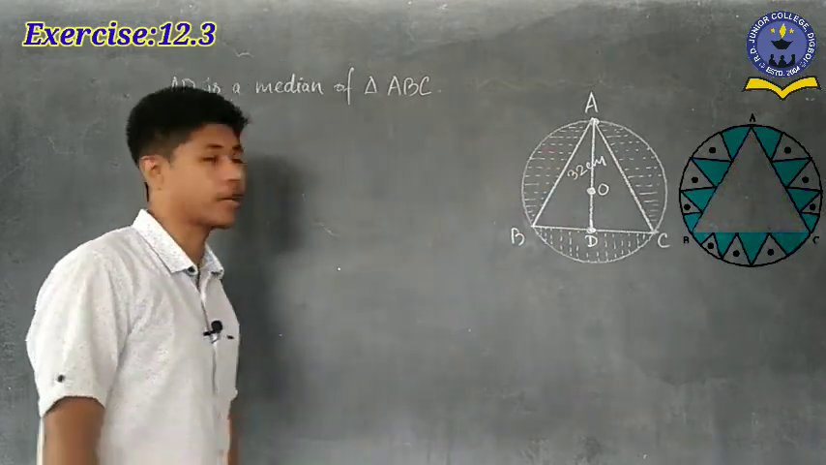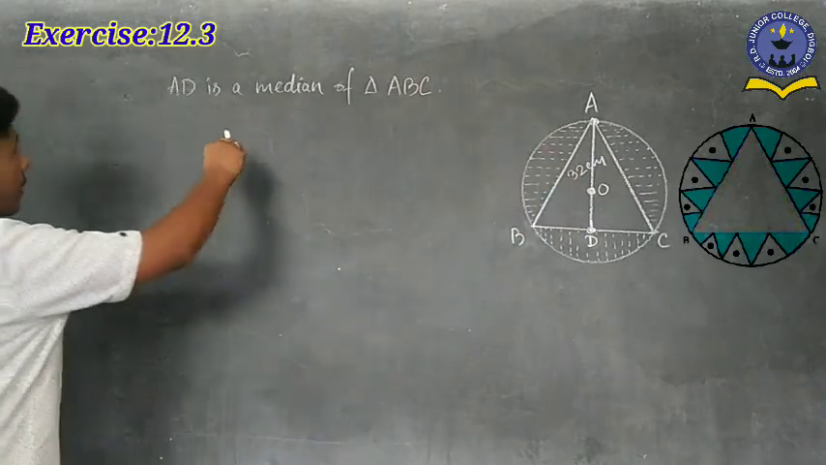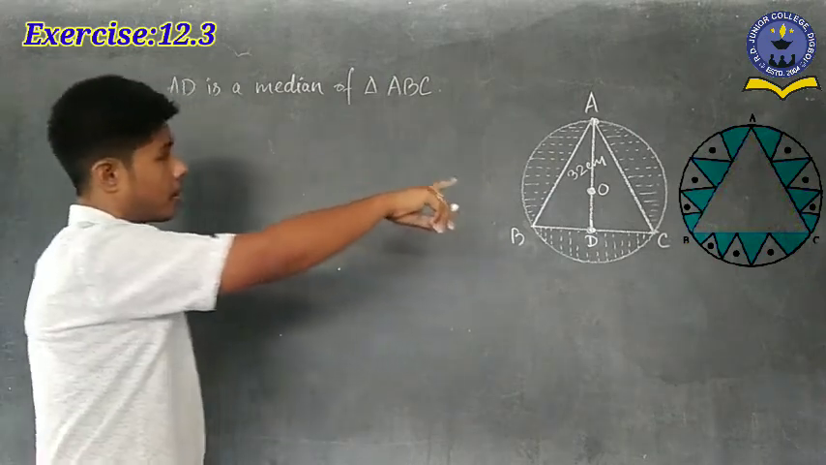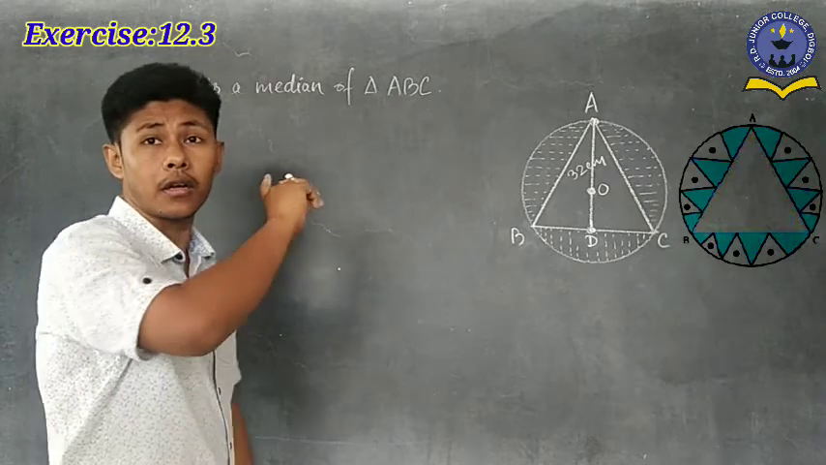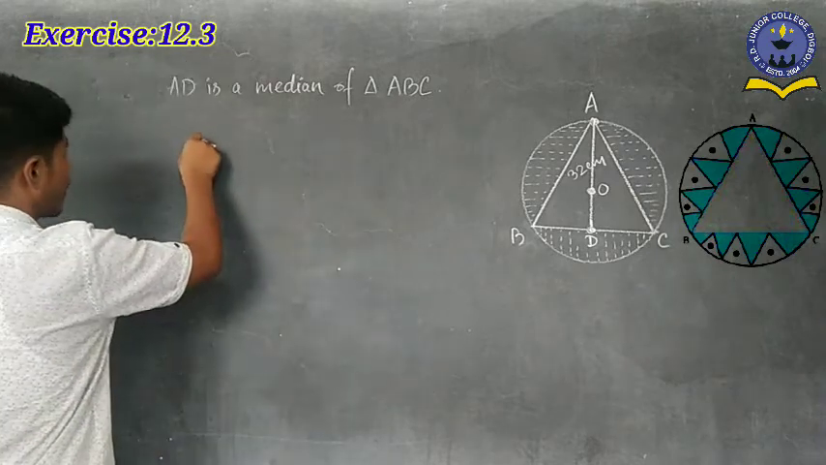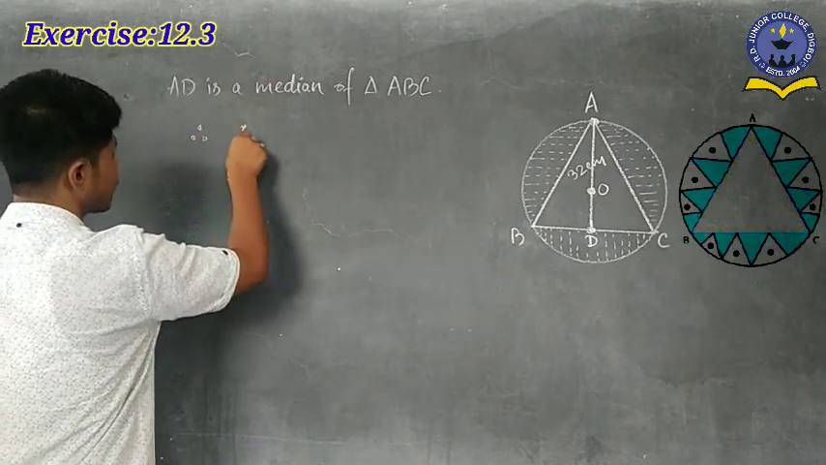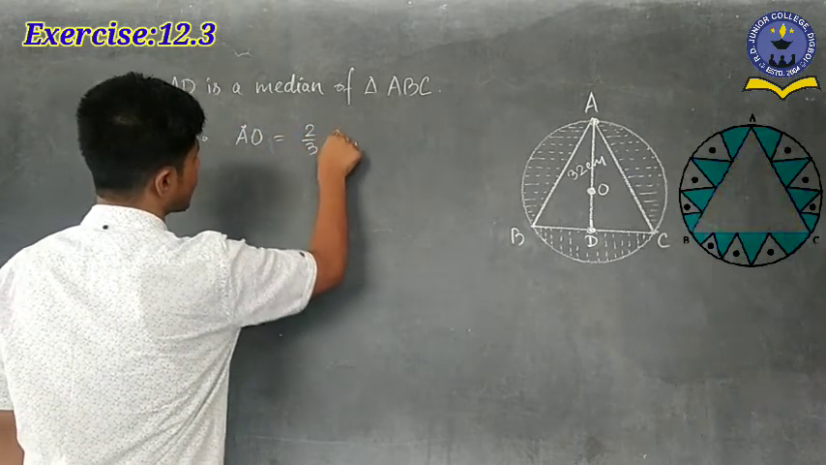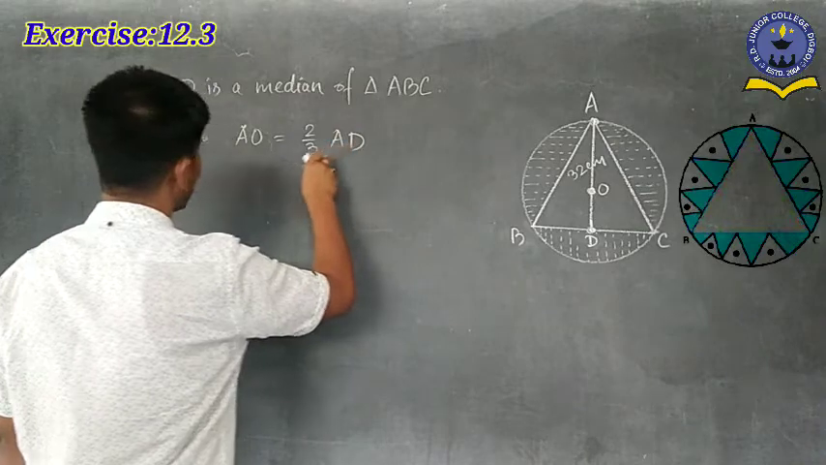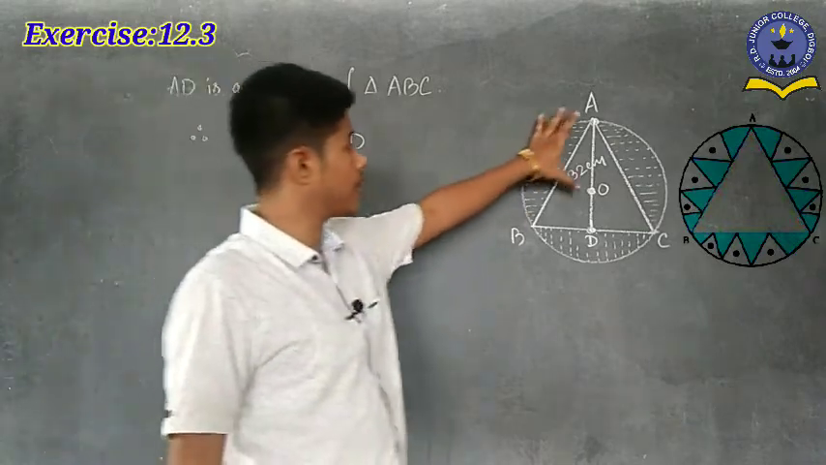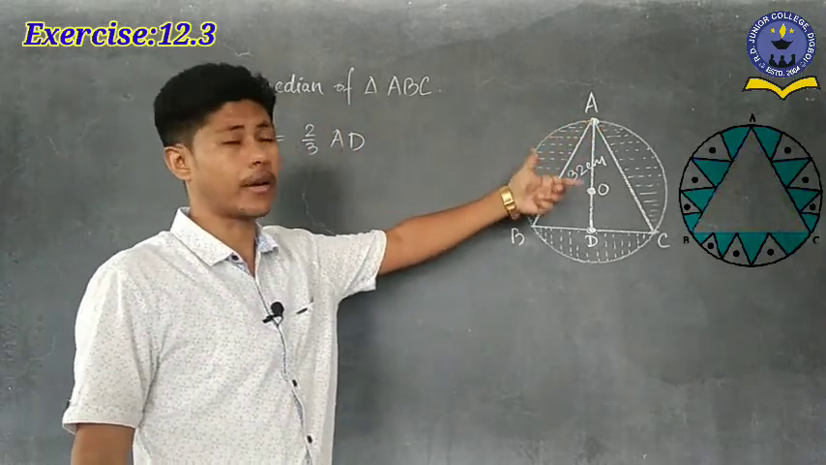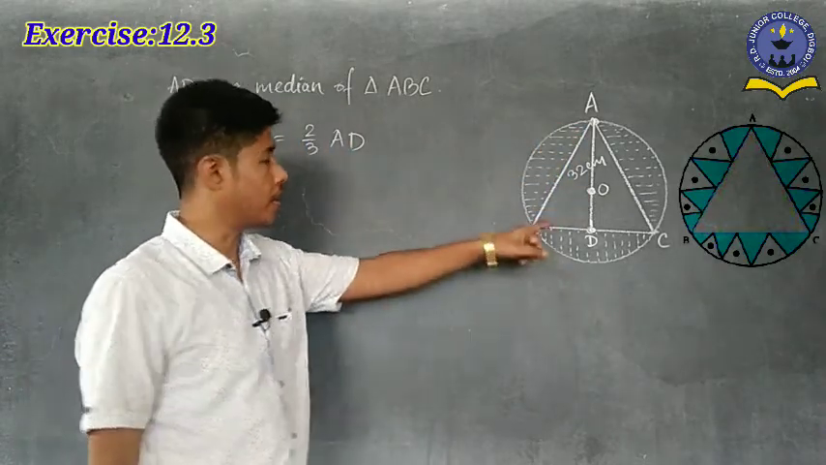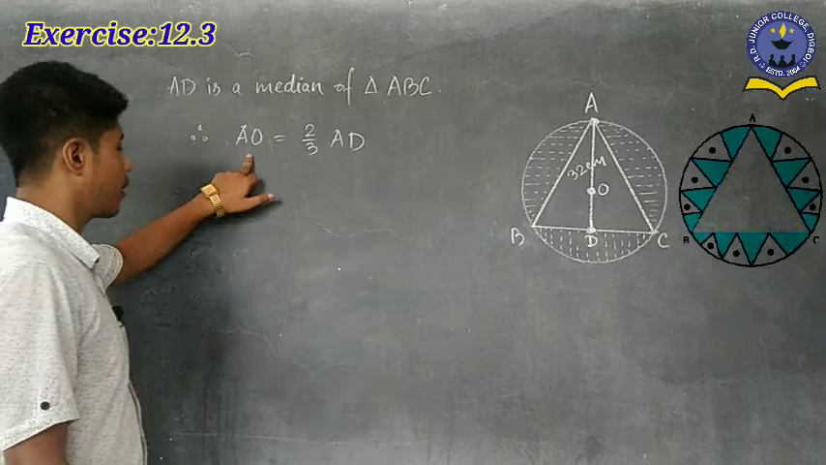This is a property we get in class 7 or 8, or in class 9 also I think, the median property. So what you have to write: radius, AO, equals 2/3 times the median. The median is AD, is it clear? So the radius is AO, or we can write OA. So the radius is equal to 2/3 times the median. The median is AD, the radius is this one.